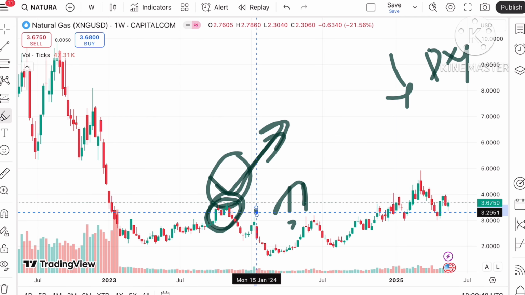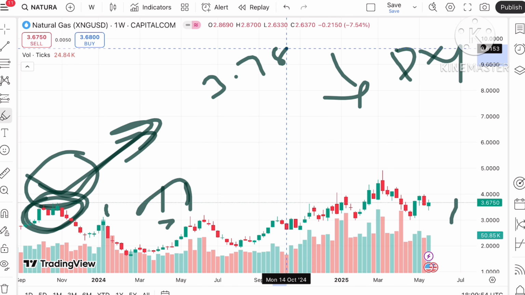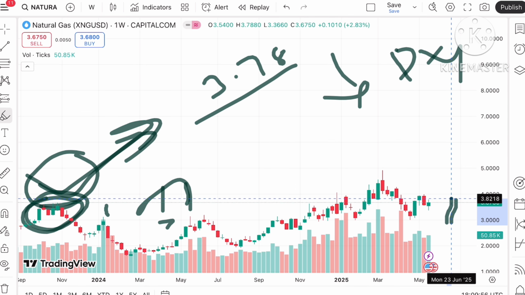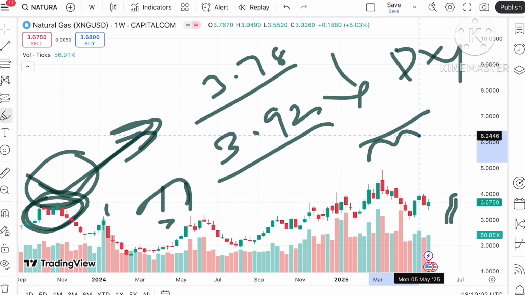So let's see how the price is moving. Suppose if it's sustained, we can see it can go further upside towards a level of $3.78, and if it started going above that level, we can see it will go towards its next level, that is 3.92, and this level is already being tested.